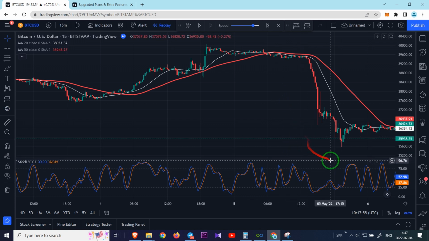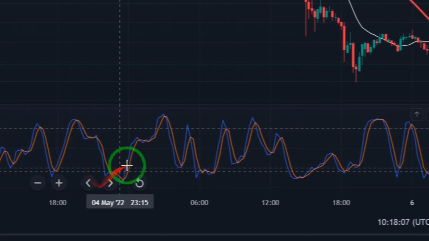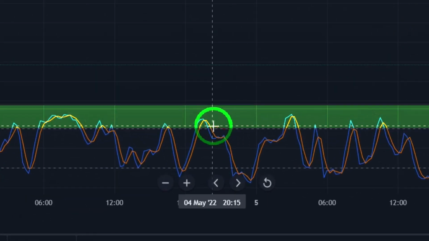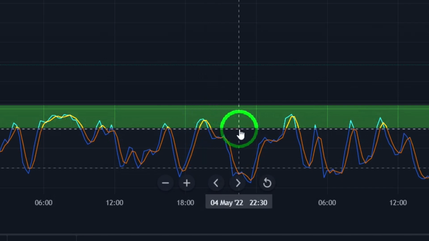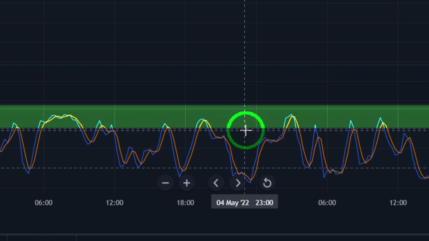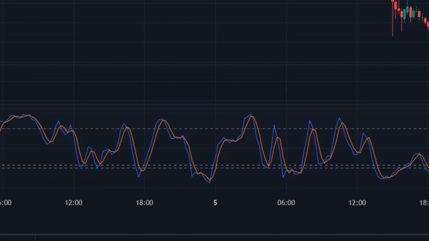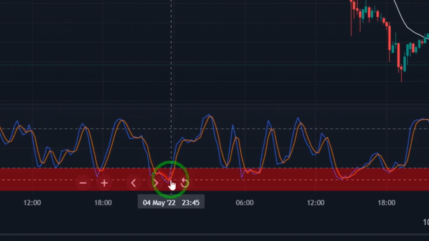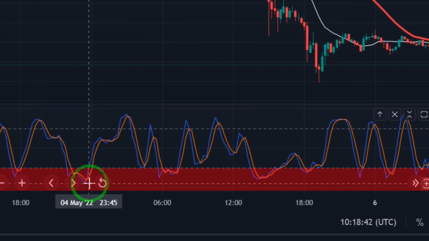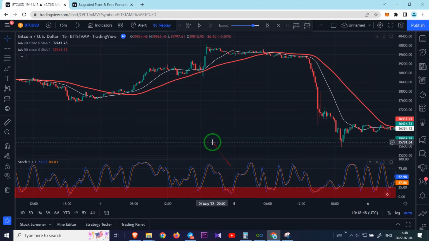Stochastic consists of three parts. The first part, two blue and orange lines, which we call stochastic lines. The second part is the upper line, which we call the upper band, and when the stochastic lines go above the upper band, we say that overbought has happened and we can expect the price to drop. The last part is the lower line, which we call the lower band, and when the stochastic lines go below the lower band, we say that oversold has happened and we can expect the price to go up.